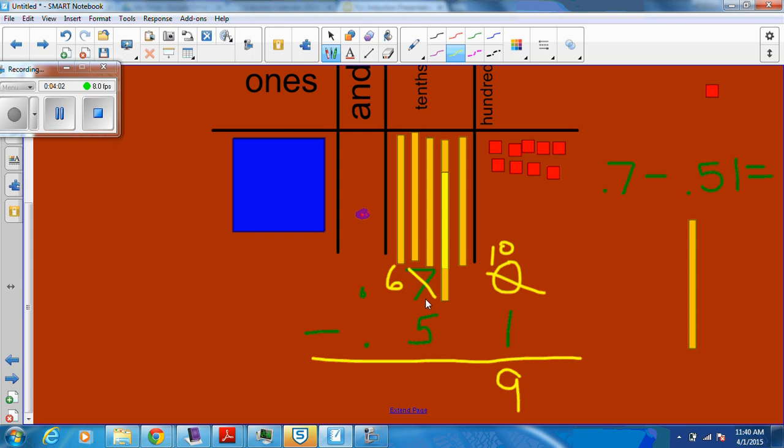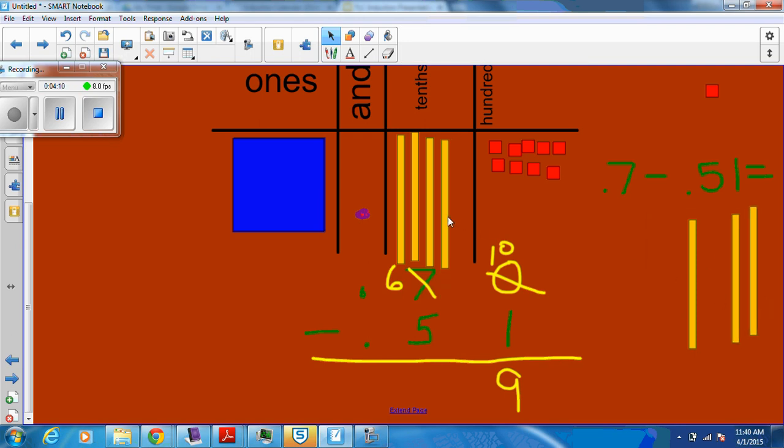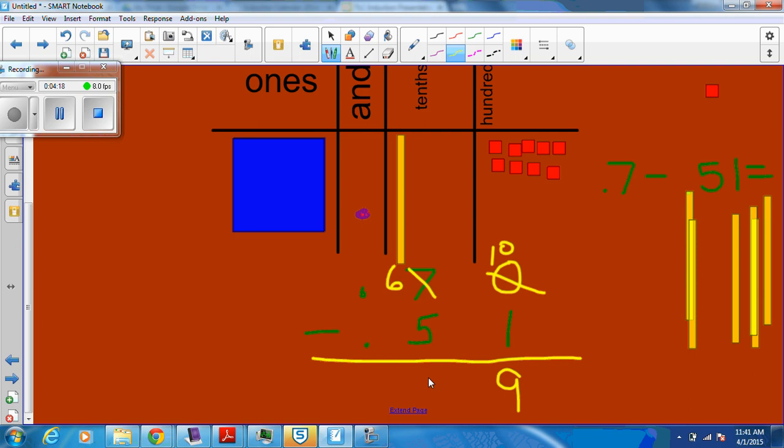And then I have 6/10. And I'm going to take away 5 because that's what the problem says to do. 1, 2, 3, 4, 5. And that leaves me with 1/10. So that's what I'm going to write. And then I'm going to keep my decimals in the decimal column. And so 7/10 minus 51 hundredths comes out to 19 hundredths.